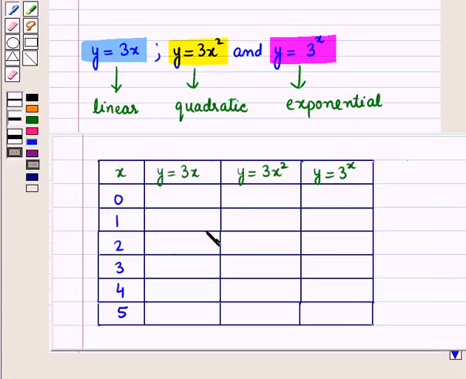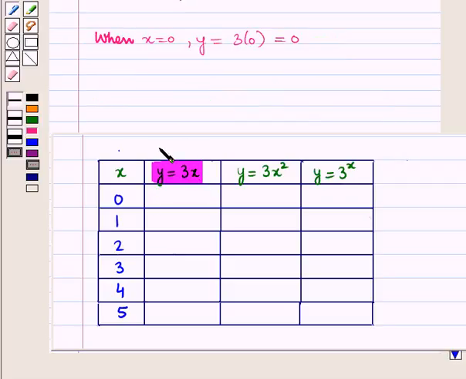Now consider this table. Now we will complete this table using three functions and will observe which column is growing faster. Now in this column we have the linear function y is equal to 3x. When x is equal to 0, y is equal to 3 into 0, which is equal to 0. When x is equal to 1, then y is equal to 3 into 1, that is 3.